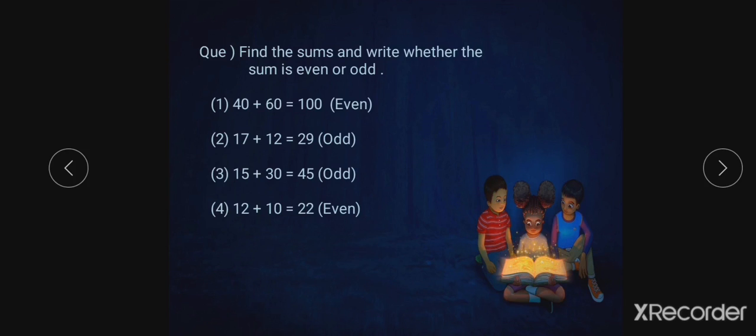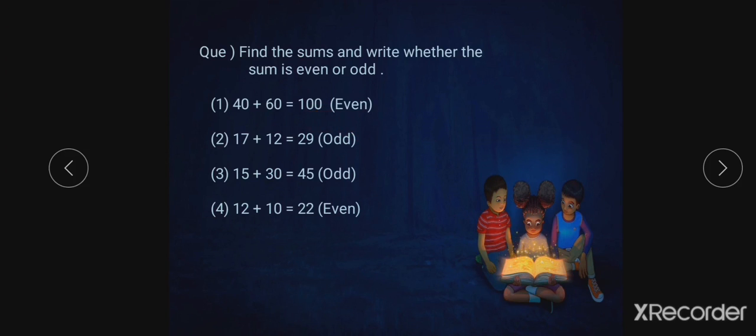Here the question is, find the sum and write whether the sum is even or odd. First, 40 plus 60 and the sum is 100. And in the previous video only, you have learned how to identify the numbers whether it is even or odd. So here you can clearly see that the last digit is 0, so it is an even number.